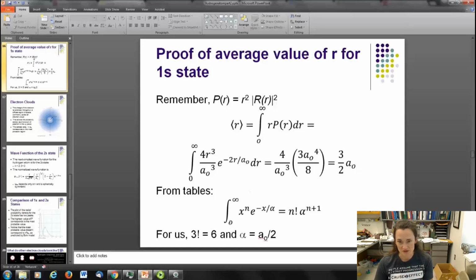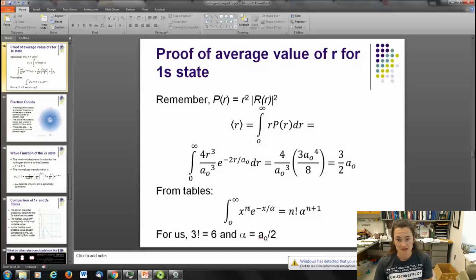So from the tables, if you integrate from 0 to infinity x to the n, e to the minus x over alpha, then the tables tell you that's n factorial times alpha to the n plus 1. Okay, now for us, if we're comparing these two things, that 4 over a naught cubed is a constant that gets pulled out front.